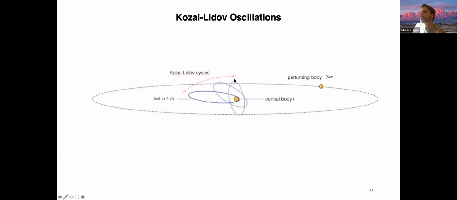So you conserve here the vertical angular momentum of the orbit, not the total, but the angular momentum of the binary projected onto the angular momentum of the orbit. And then due to that, you can exchange eccentricity for inclination.